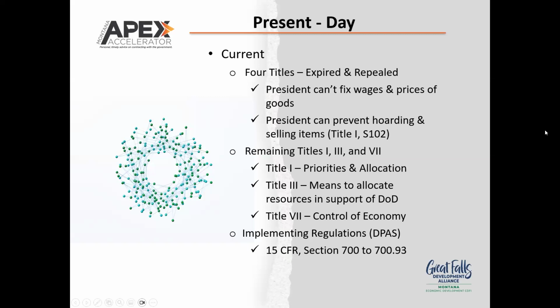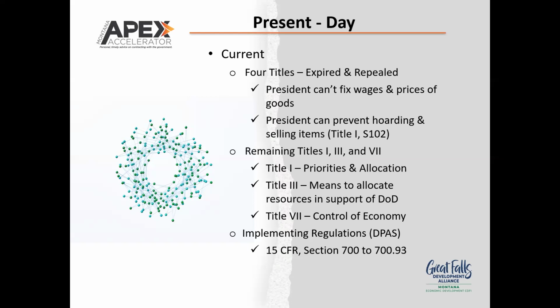The original act included 4 other titles that are expired and repealed. Although the president can no longer fix wages and prices of goods, the president can still prevent hoarding and selling of designated items in excess of prevailing market prices. This is under Title I in Section 102 of the Defense Production Act.